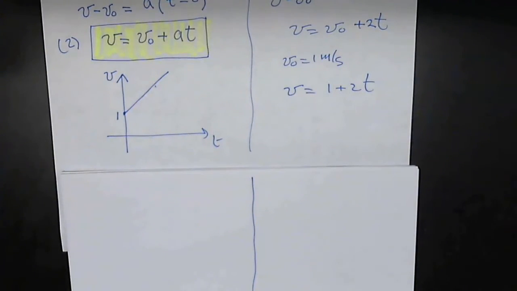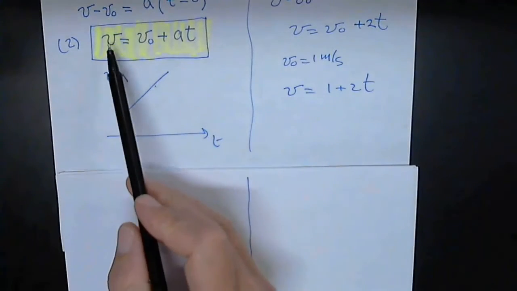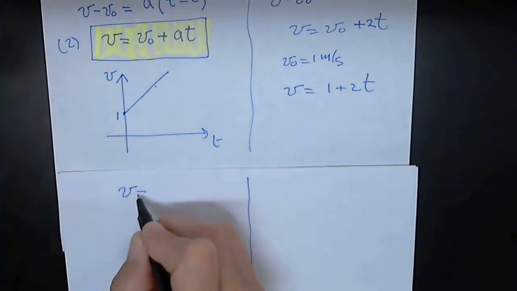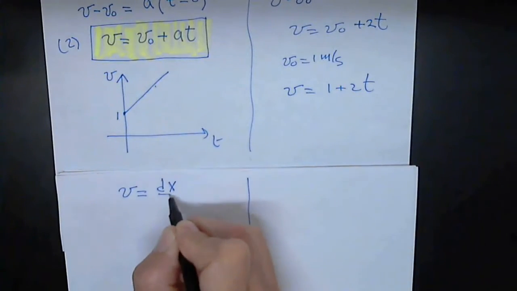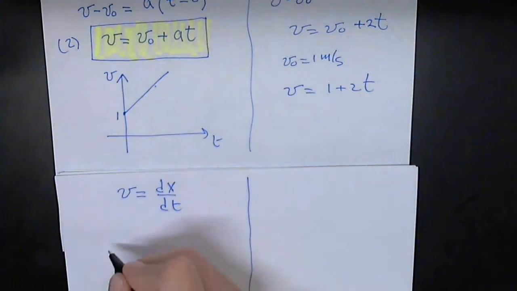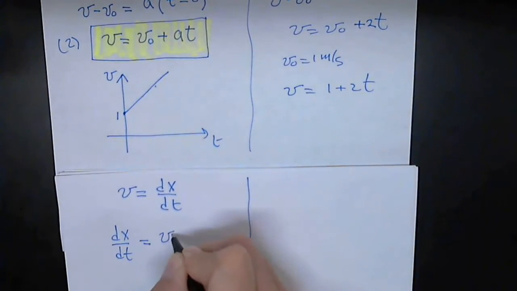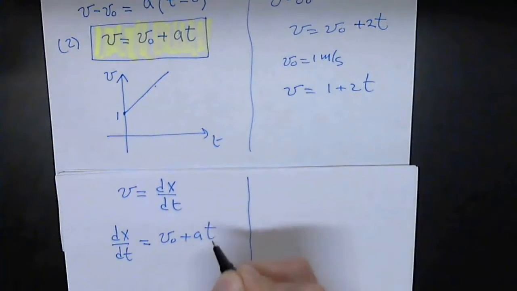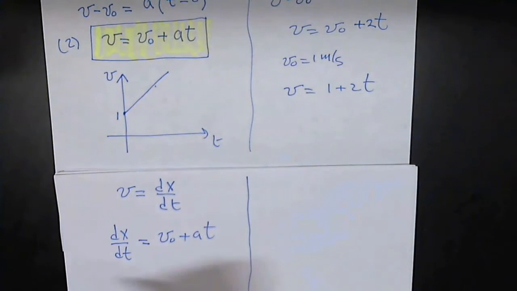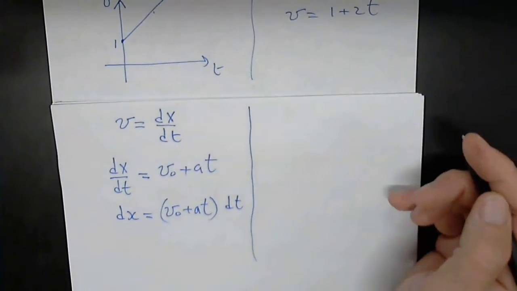Now we are going to get the first kinematic equation. You know that velocity is the derivative of position over time. So this is what we have on the left hand side, dx dt equals v naught plus at. Again, we multiply by dt.